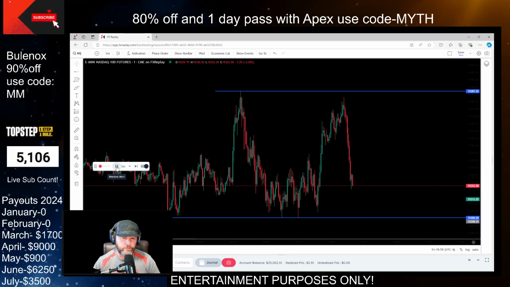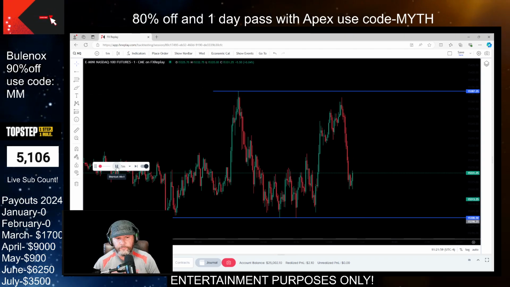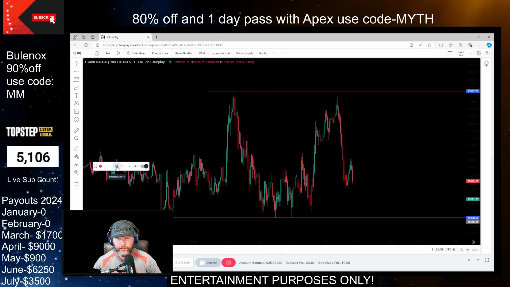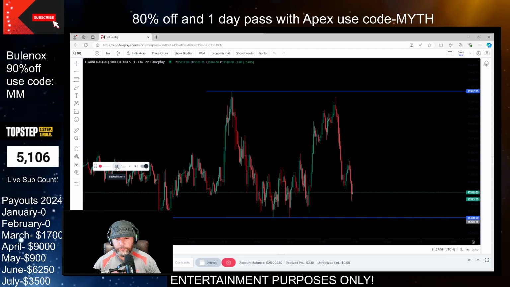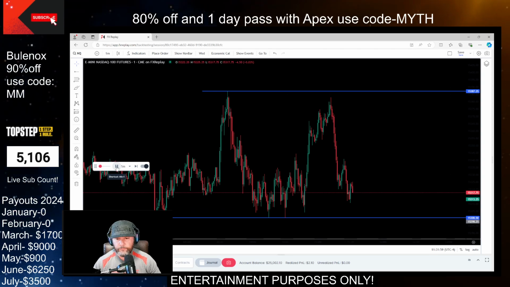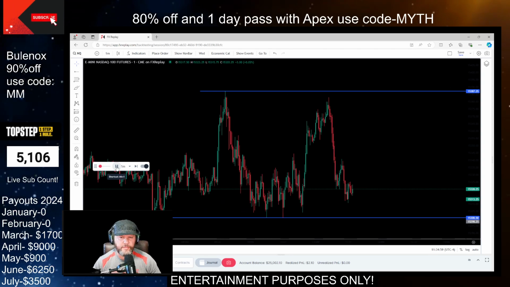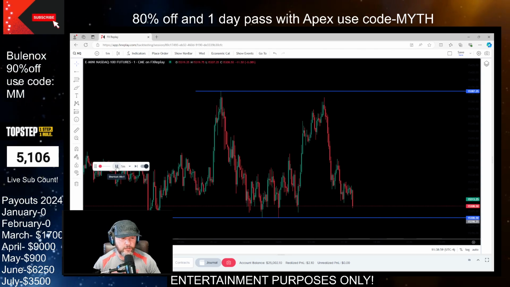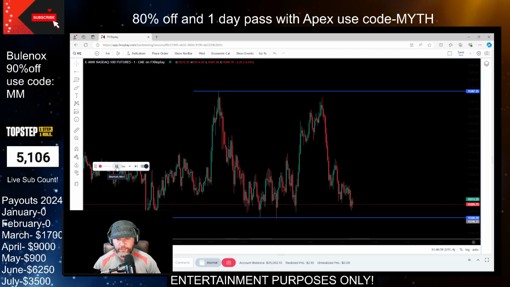Got a range bound on this day. Staying inside that 1 hour candle here, coming up on 11:30. Maybe that means the range means something. I don't know. What do you guys think? Comment down below. Does the range mean something at this point?